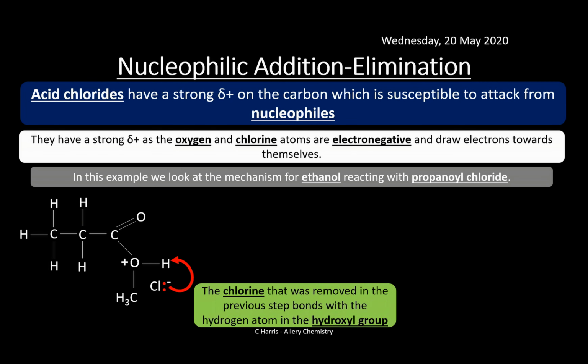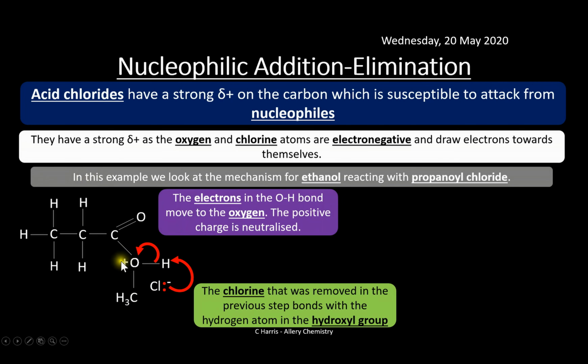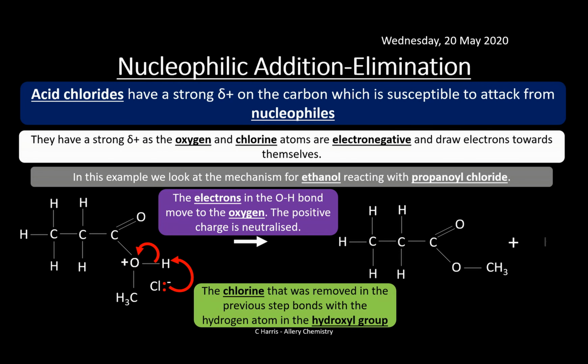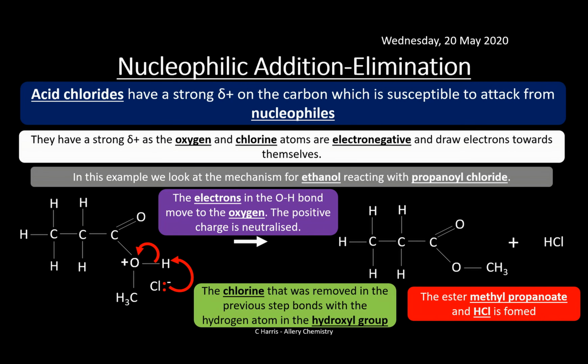And so what happens is the lone pair on that chlorine goes for the hydrogen on the OH group, because we need to neutralize this positive charge. So it goes for that, and then the electrons in that bond go into the oxygen to neutralize that positive charge. Then we finally form our product, which is that, and there's our ester.